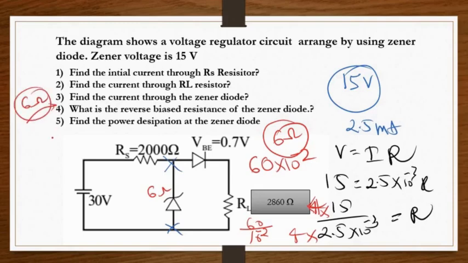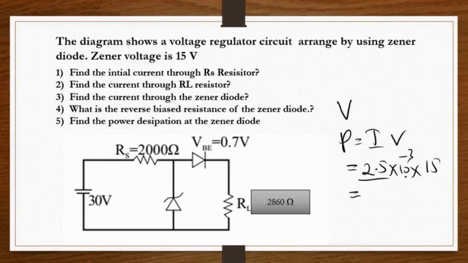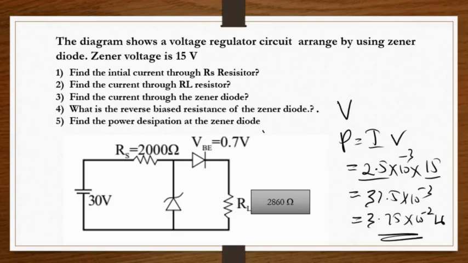Find the power dissipation at the Zener diode, right? For finding power dissipation, what we have to do is P equals IV, right? We know the current through it, it's 2.5 milliamperes, 10 to the power minus 3, and V is 15, so 15 into 2.5 is our power dissipation. So 2.5 into 15, we are getting 37.5 into 10 to the power minus 3 watts. So you can write it like 3.75 into 10 to the power minus 2 watts. That is the power dissipation of the Zener diode, right?